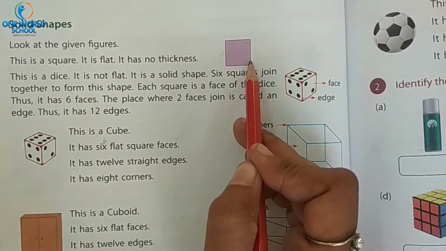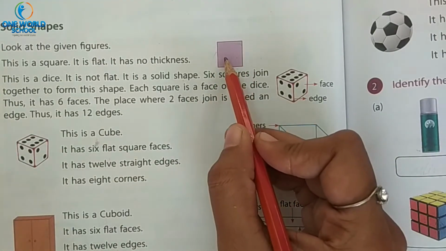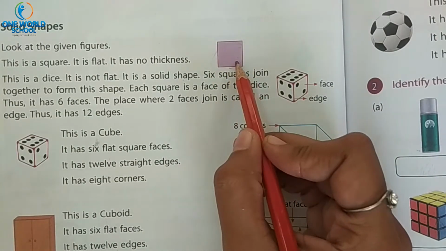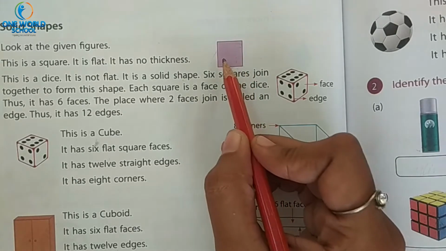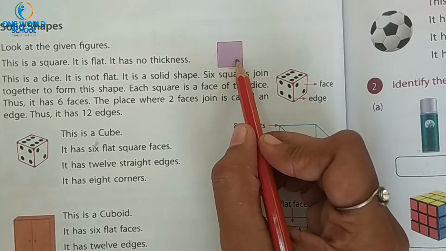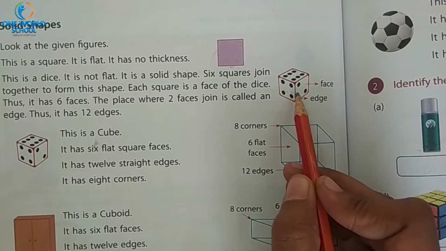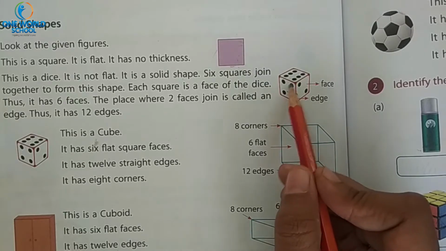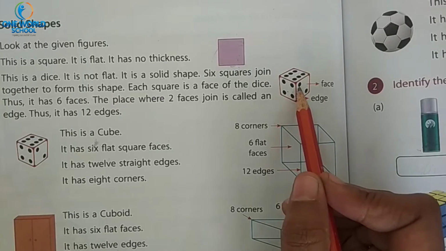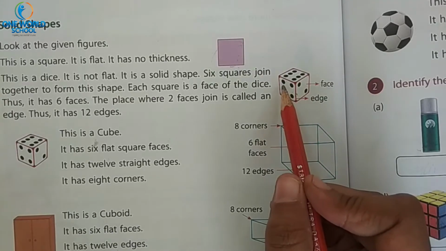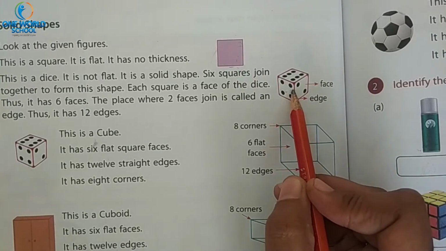See, look at the figure. Which shape is it? This is a square. It is a flat shape. It has no thickness. Can you find its thickness? No. Plane shapes have no thickness. Now, what is this? This is a cube. It is not flat. So which type of shape is it? Solid shape. Shapes which are not flat are known as solid shapes.